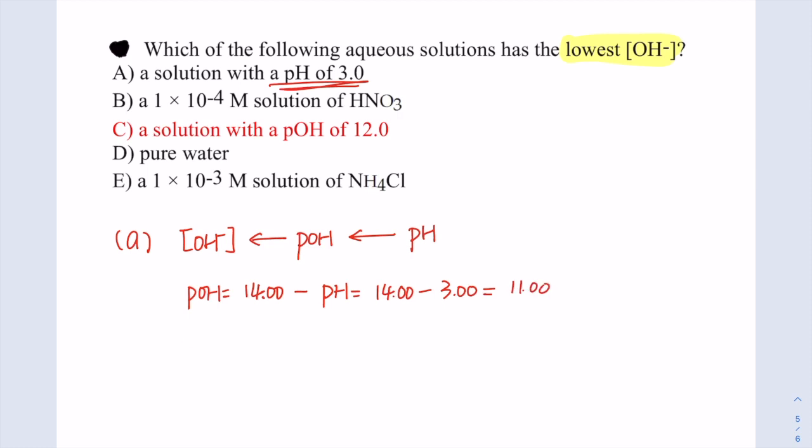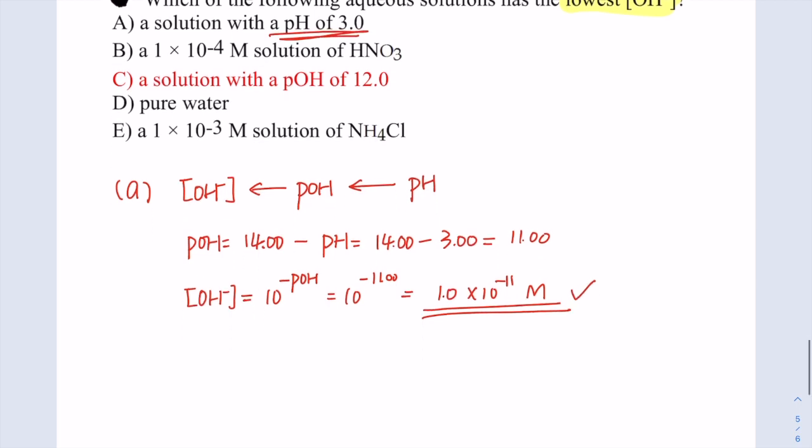So from here, knowing pOH, we can calculate the hydroxide ion concentration. That will be 10 to the power of negative pOH, which is 10 to the power negative 11. Numerically, very easy. So hydroxide ion concentration, if you want, you can write 1 times 10 to the power of negative 11 molar. So then we got one done. Let's see the next one.